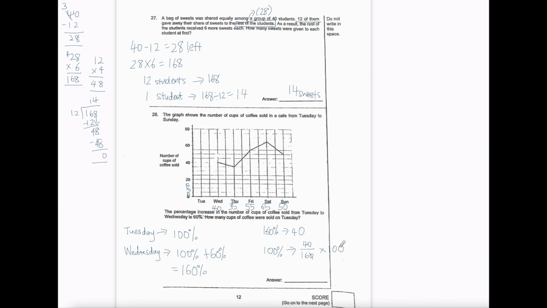Okay, cross divide by 2, I'm going to get 8. Divide by 2 again, I'm going to get 4. Divide by 2 again, I'm going to get 5 on the other side. So here I can divide by 2. So 5 times 5 is 25. So on Tuesday it's 25 cups.